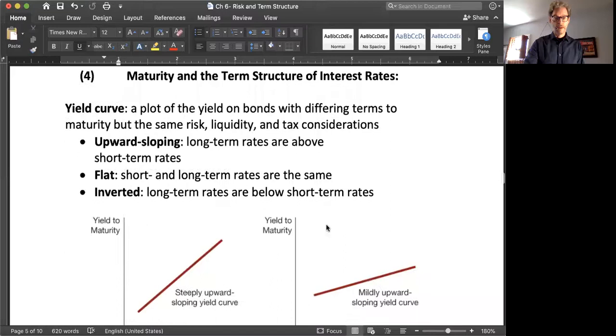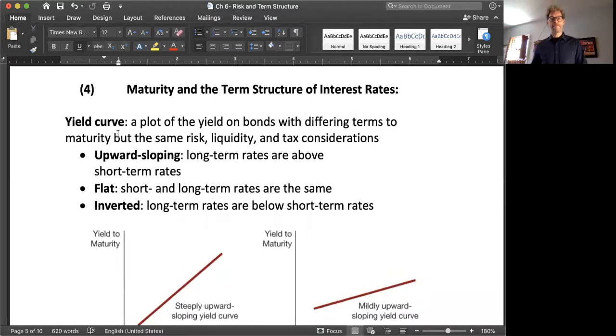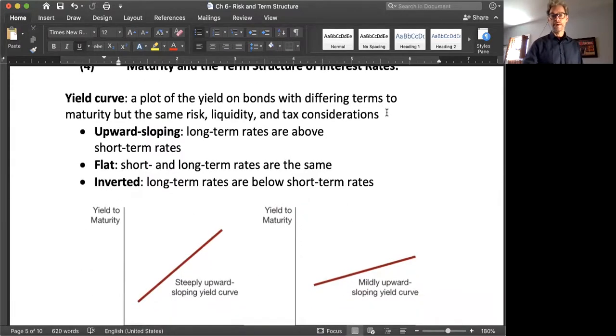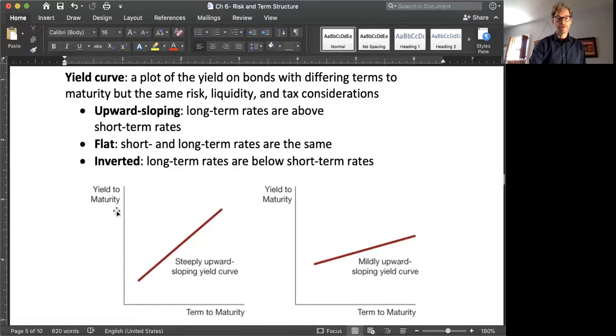A yield curve, if I can show you here, is the plot of the yield on bonds with different maturities. So the bonds have to have the same risk, liquidity, and tax considerations. The only difference is they have different maturities. For instance, we could look at treasury bonds with maturities from 3 months, 6 months, a year, 5 years, 10 years, 20 years, 30 years. If you plot this, here we look at the yield to maturity, and here we look at how long till maturity.